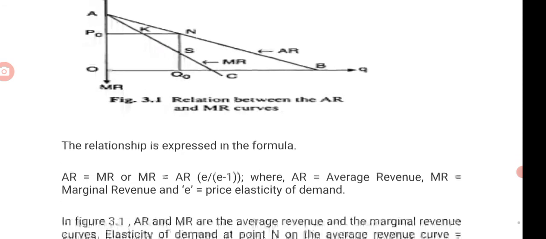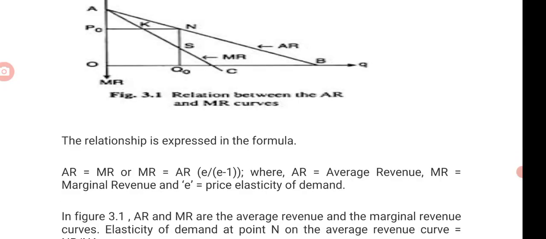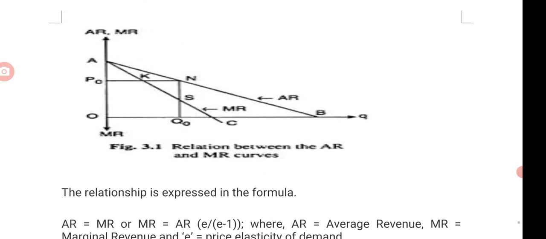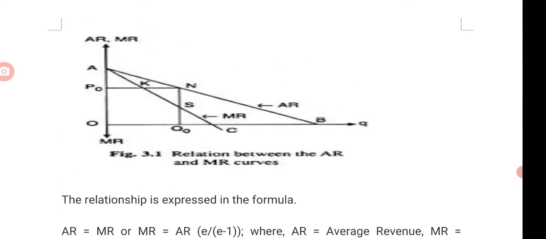In the above diagram, the relationship is expressed in the formula MR is equal to AR times (E minus 1) upon E, where AR is average revenue, MR is marginal revenue and E is price elasticity of demand. In figure 3.1, AR and MR are the average revenue and marginal revenue curves. Elasticity of demand at point N on the average revenue curve is NB upon NA.